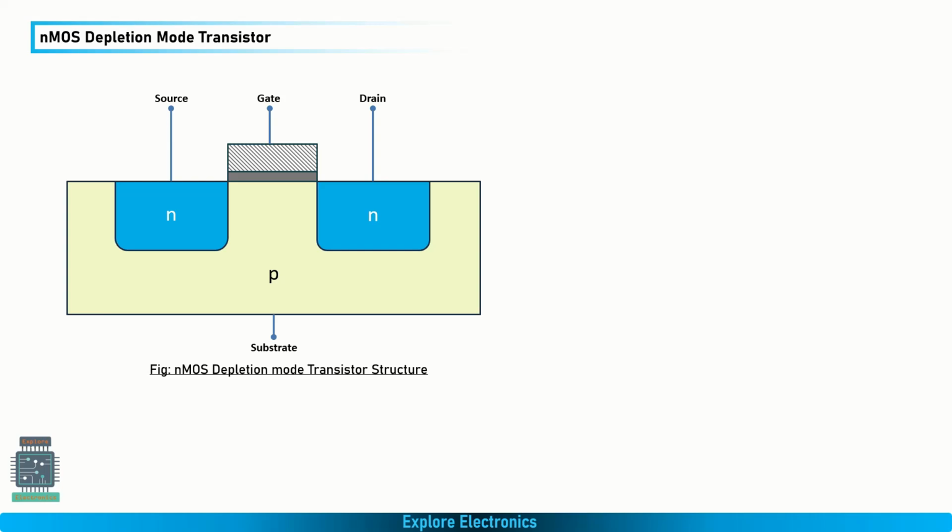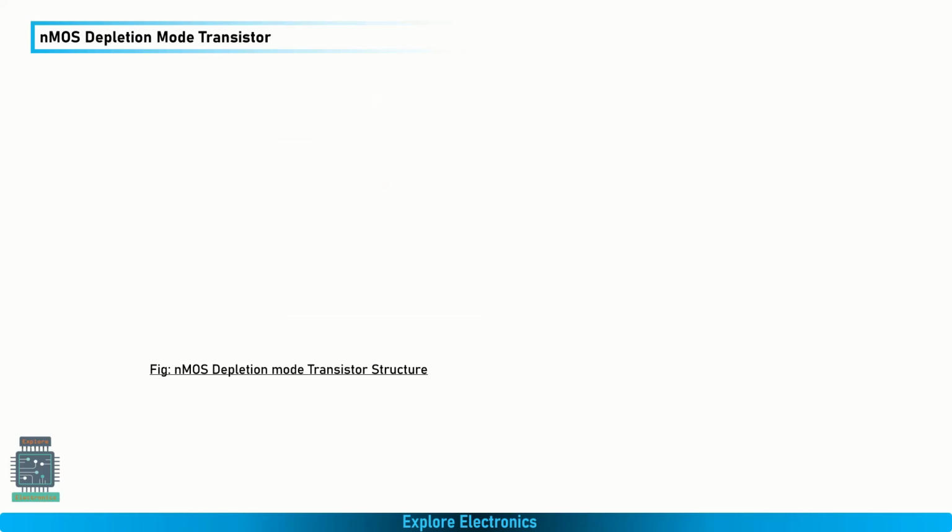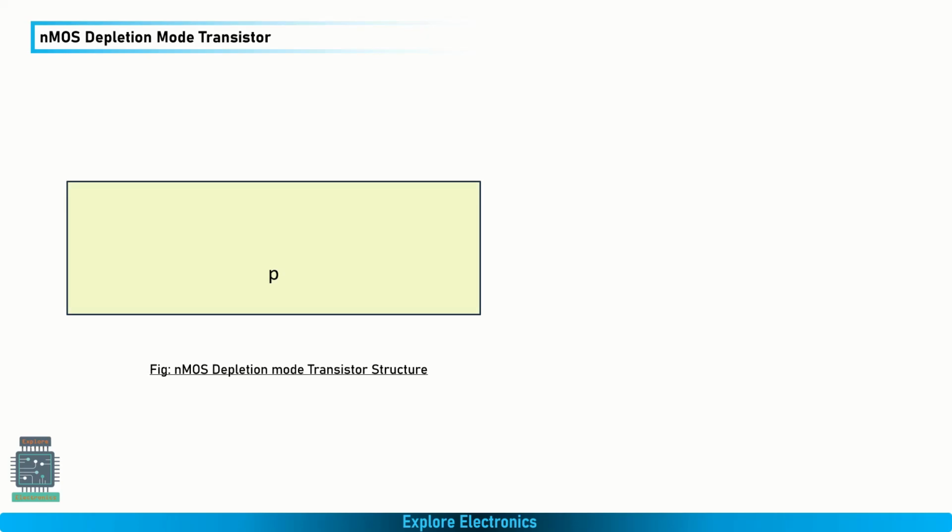Then comes the depletion mode transistor. What is the difference between enhancement and depletion mode transistors? We need to see here. This is also created in a P substrate by creating two N regions, and at the time of creating the N regions, the channel is created here. You can see the difference clearly between enhancement and depletion. Here the channel is created at the time of creating the active regions, source and drain itself.